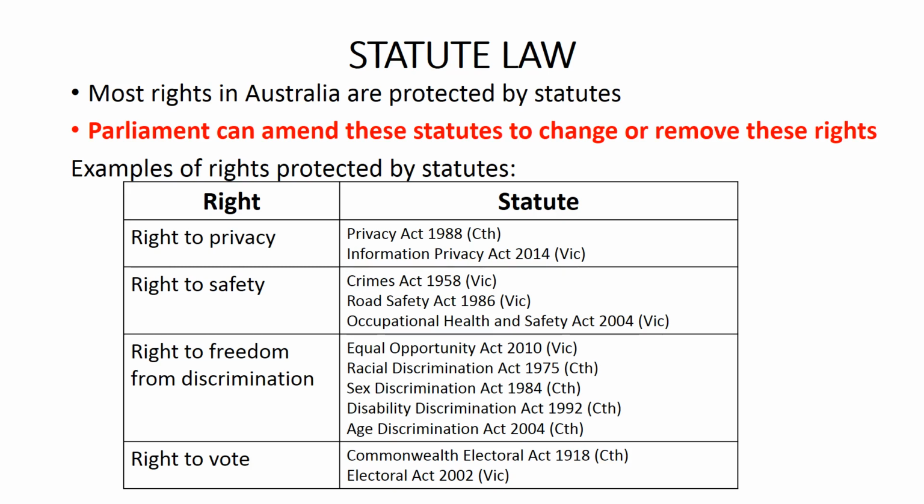This right is found in a range of different statutes, including the Victorian Equal Opportunity Act and the Commonwealth Racial Discrimination, Sex Discrimination, Disability Discrimination, and Age Discrimination Acts. These acts all prohibit a person from being discriminated against on the basis of certain characteristics, such as their race, their gender, whether they have a disability, and their age. Putting it another way, these acts give people rights not to be discriminated against on the basis of characteristics such as their race, gender, the existence of a disability, or their age.